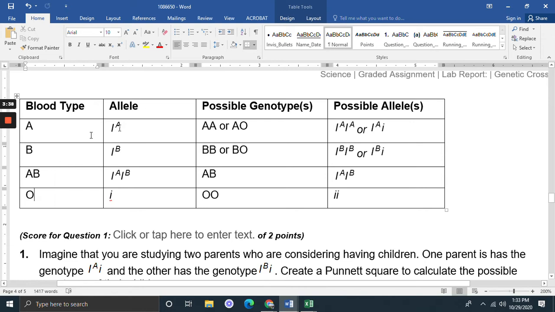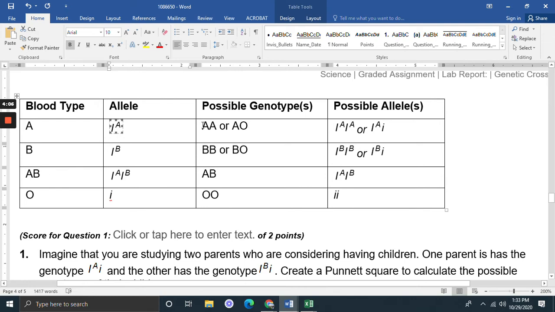And so when we use these representations, the big I with superscript A represents A, the big I with superscript B represents B, and then in order for you to have blood type AB, you would need to have these two dominant alleles. And O is just what represents the recessive, and we represent that with little i. So that's kind of giving you a clue as to what these superscripts are talking about.